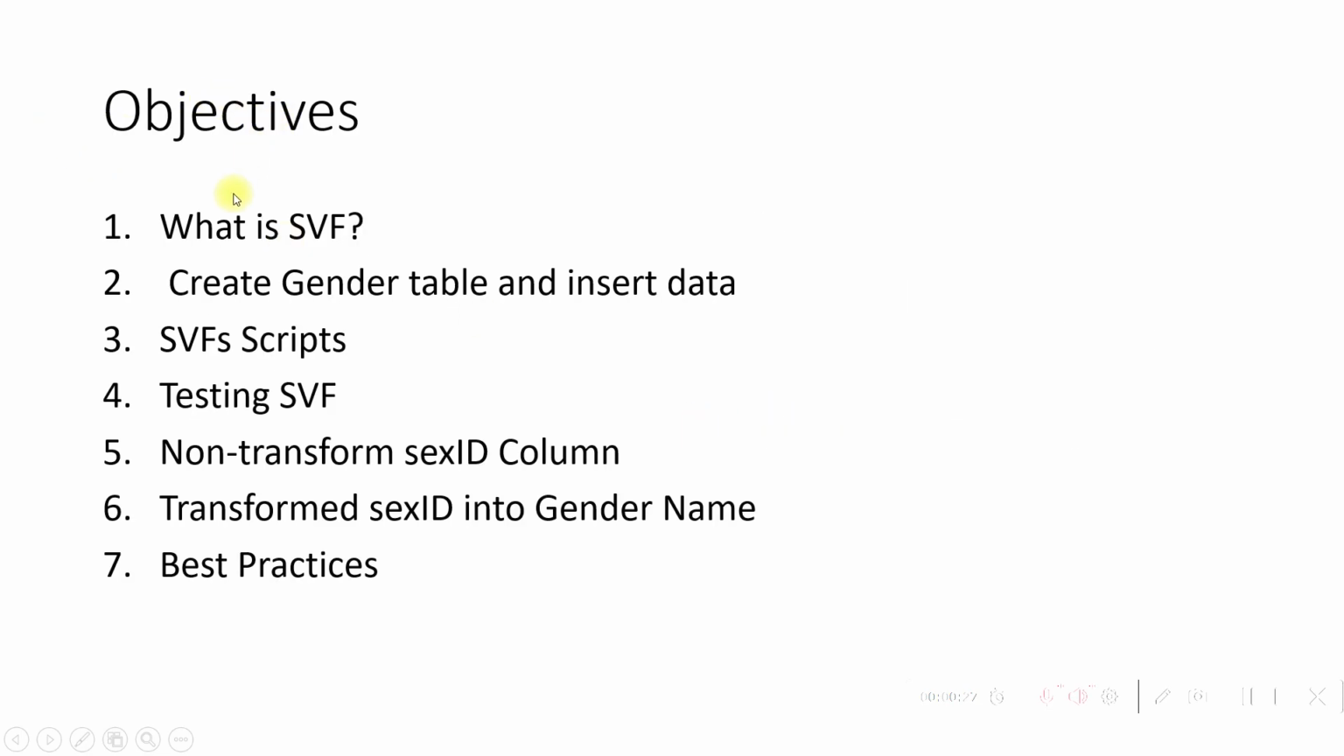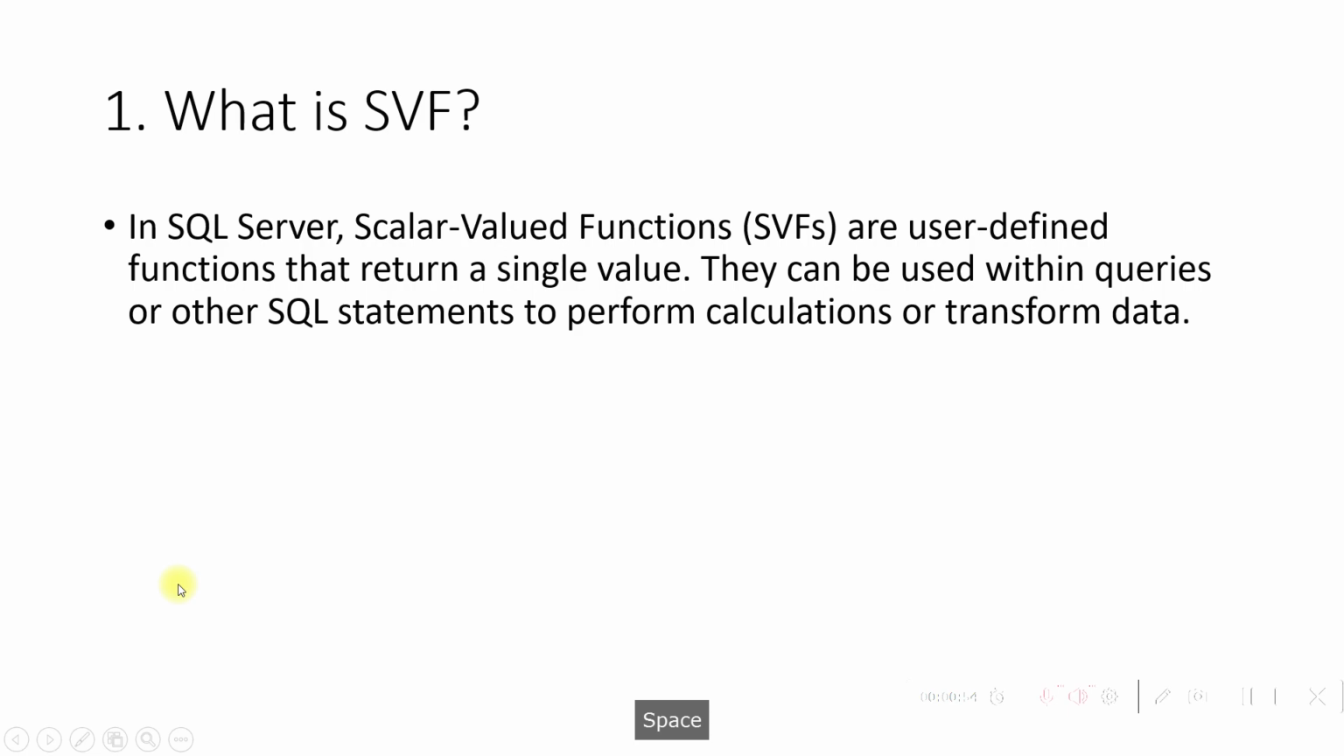Objectives. Number 1, what is SVF? Number 2, create gender table and insert data. Number 3, SVF scripts. Number 4, testing SVF. Number 5, non-transformed sex ID column. Number 6, transform sex ID into gender name. And then the best practices.